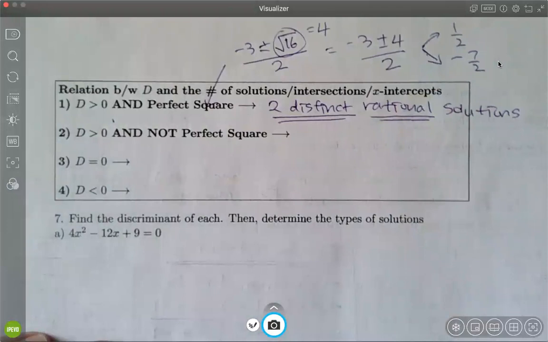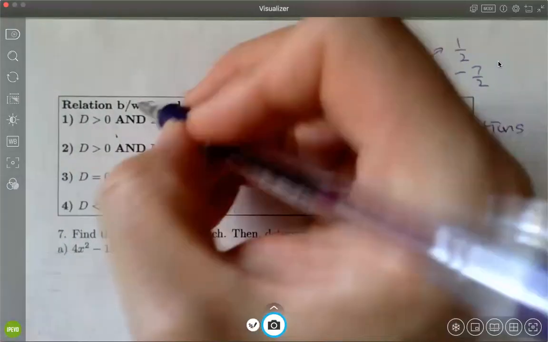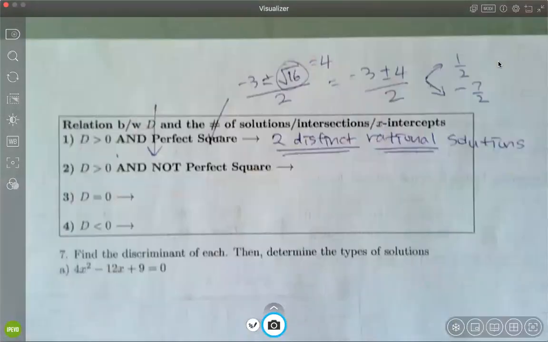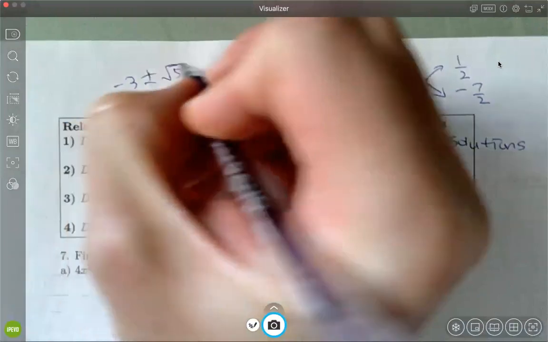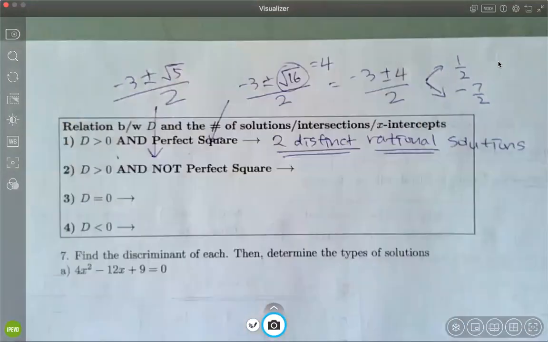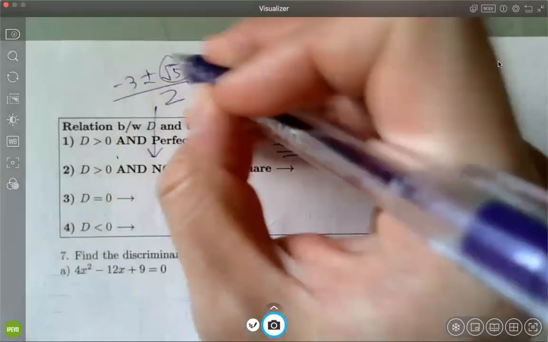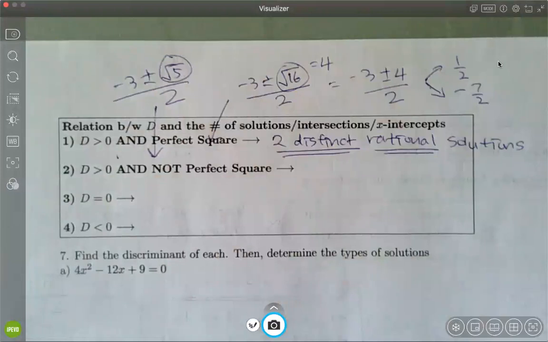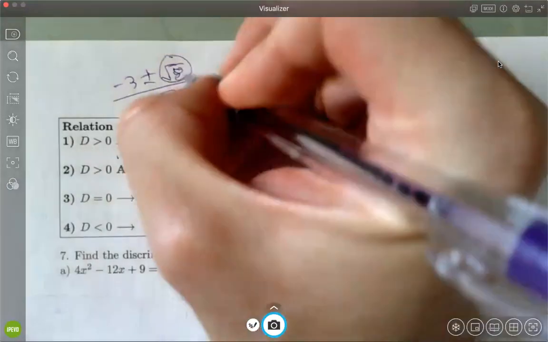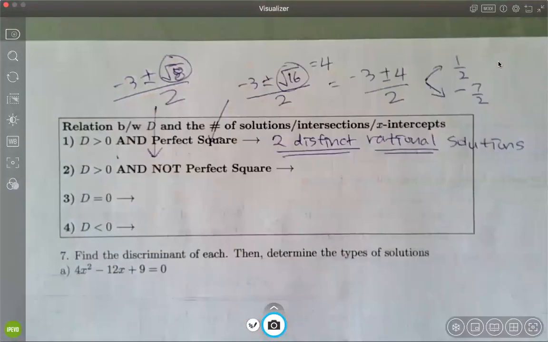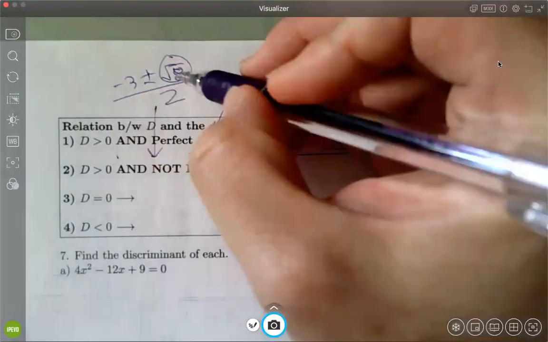Now, second case, positive discriminant, but it's not a perfect square. So what does that mean? Something like this. Now in this case, the square root cannot be removed, right? The best thing you can do is simplify, like when you have the square root of 8, for example, but this is not a whole number, no matter what.